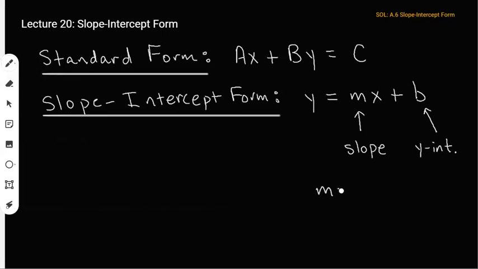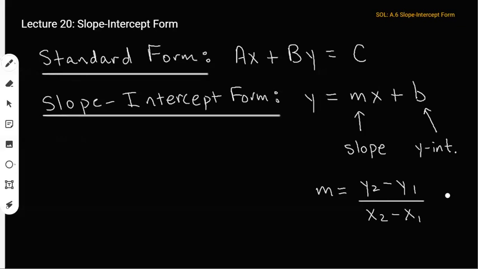So we know that slope is usually given to us by the equation y2 minus y1 over x2 minus x1. So we're always subtracting the y values on top and the x values on the bottom. So the slope-intercept form is going to be y equals mx plus b. That's what we're going to be looking at today.